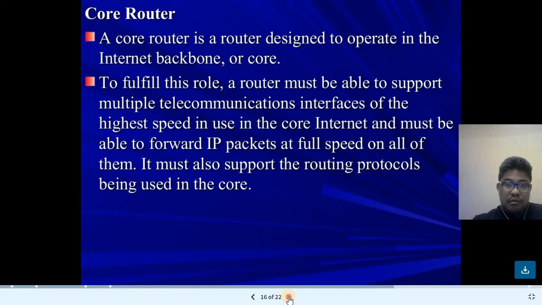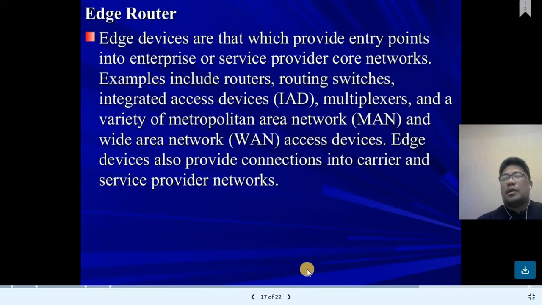Next to the core router, we have the edge router. Edge devices are those which provide entry points into enterprise or service provider core networks. Examples include routers, routing switches, integrated access devices or IAD, multiplexers, and a variety of metropolitan area network and wide area network access devices. Edge devices also provide connections into carrier and service provider networks. Ito yung pang ISP, ano? Edge router pala tawag doon.